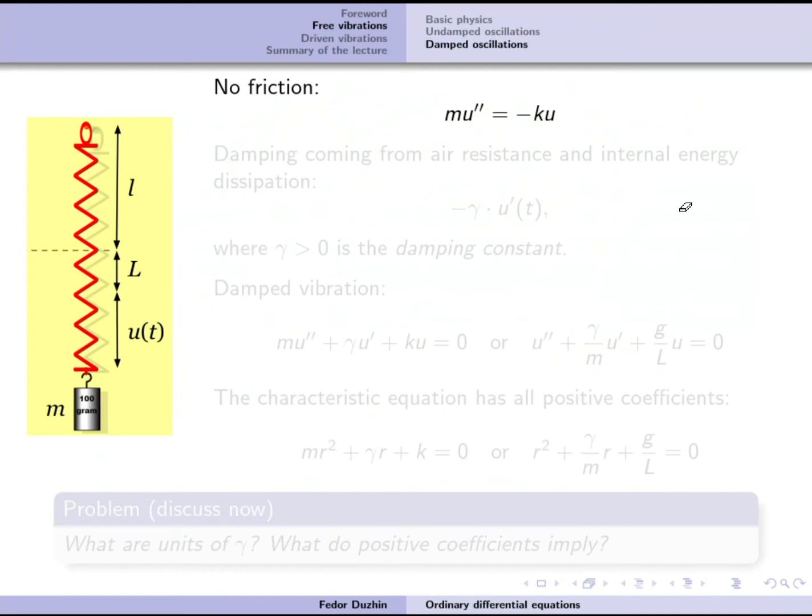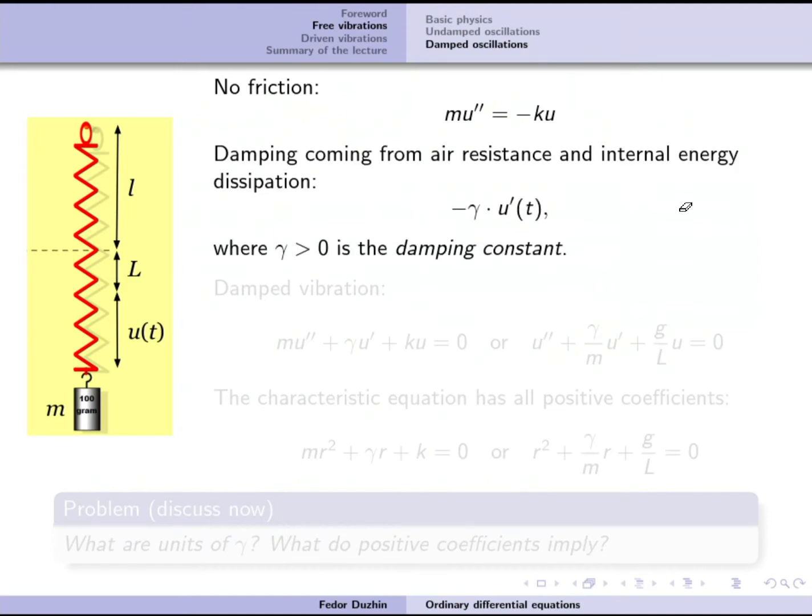Let us now look at the case when there is some friction force. So this is called damped oscillations. For example, if your motion happens in the air, then of course there is some air resistance, and the amplitude of the motion is going to decrease as time goes by. And so we're going to model it by introducing a new term into the equation, right?